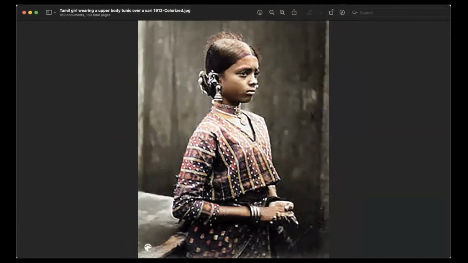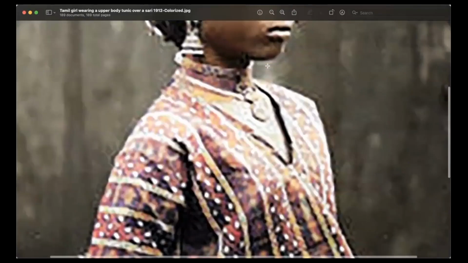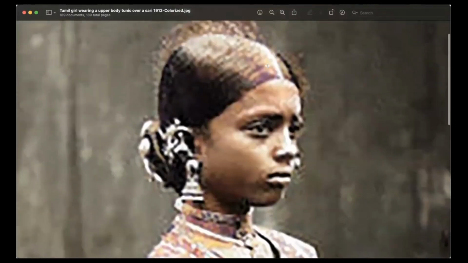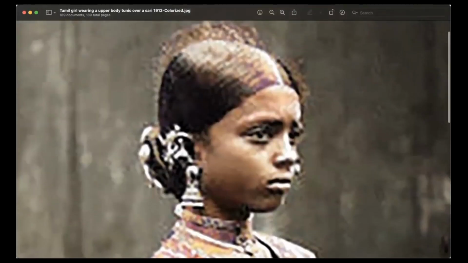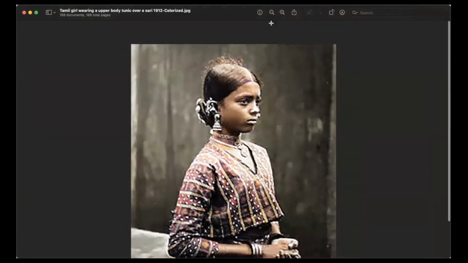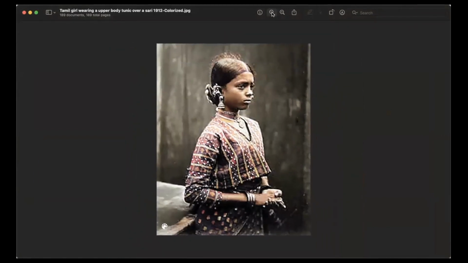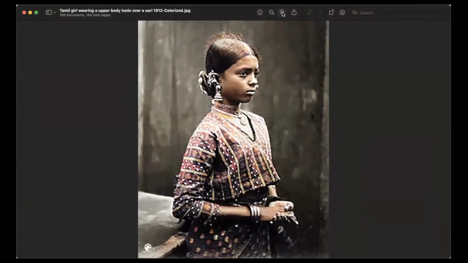Here we have a Tamil girl from India wearing an upper body tunic over a sari, 1912. A Tamil girl from India. Take a good look at her. A Tamil girl, a Hindu girl. Remember the story of Katarina? She was brought to Mexico. She was a Hindu. What if she looked like her?